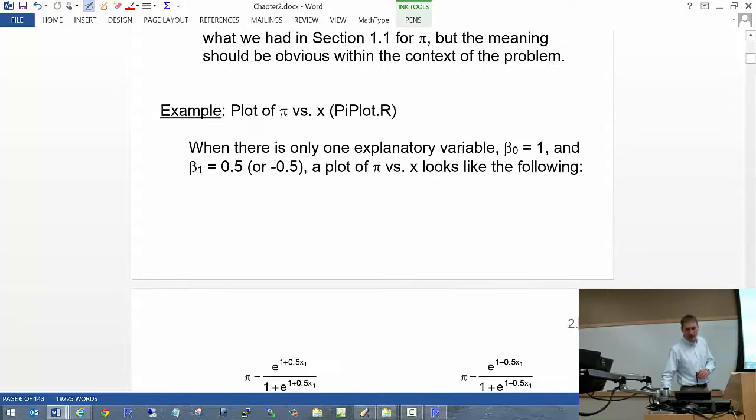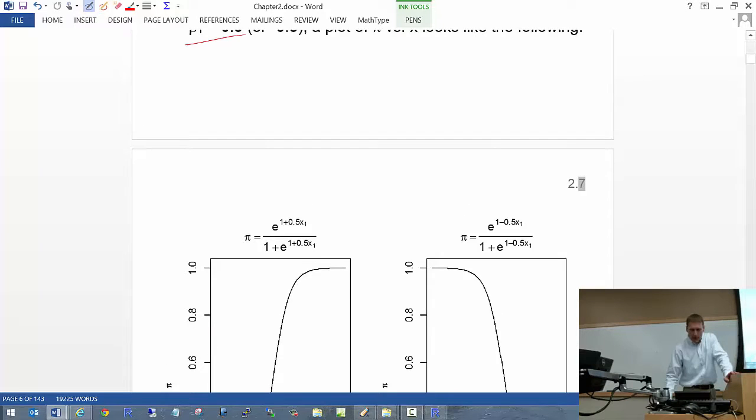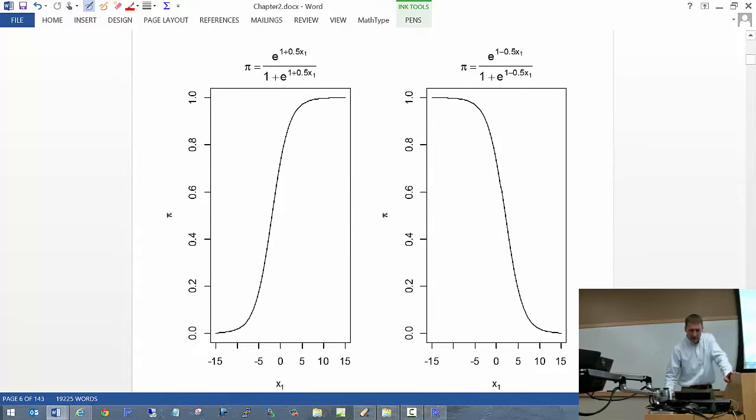So let's take a look at a plot of the model. My corresponding code is in pyplot.r. Let's just say that I have one explanatory variable x. I'm going to let beta 0 be equal to 1 and beta 1 to be 0.5. A plot of pi versus x is shown on the left-hand side here.